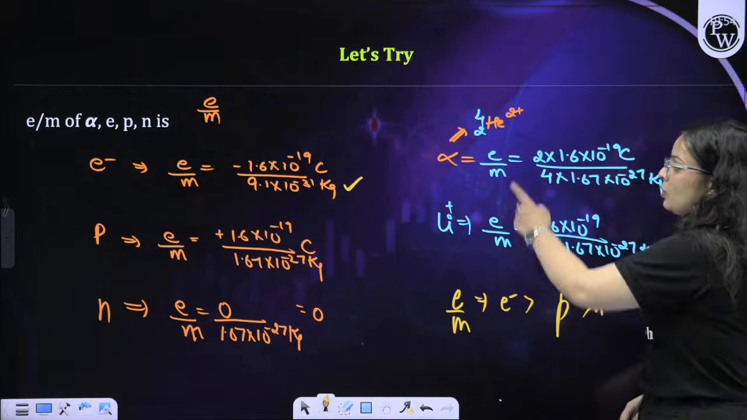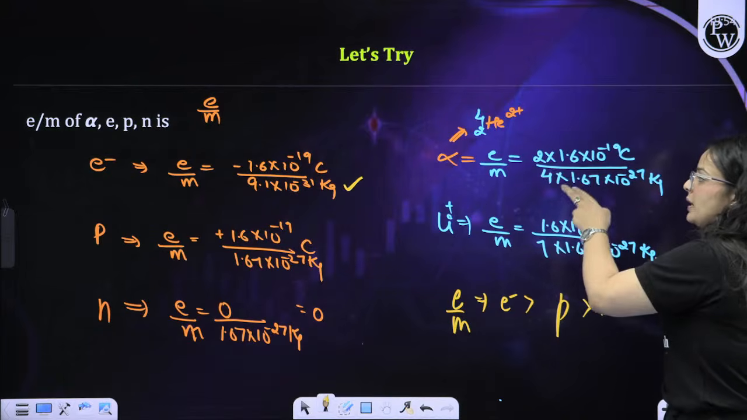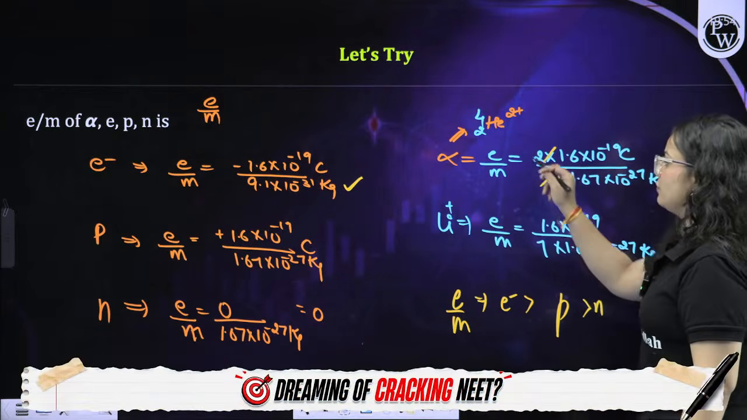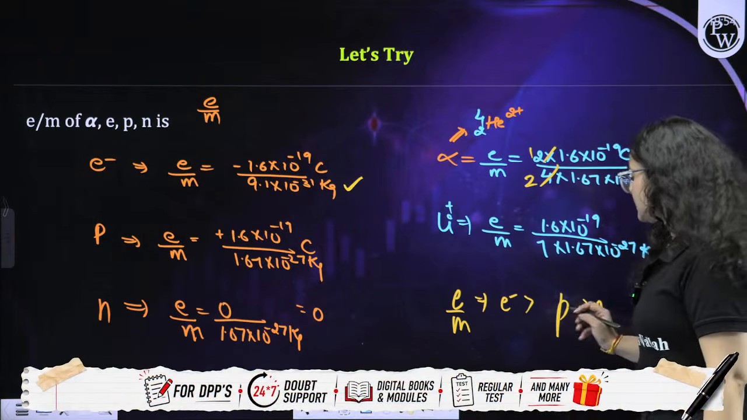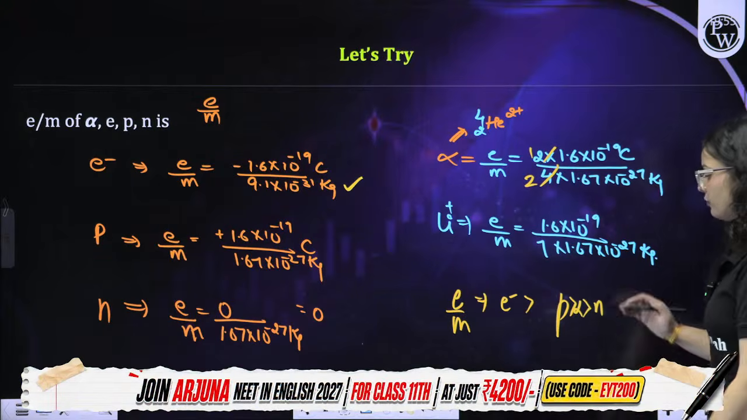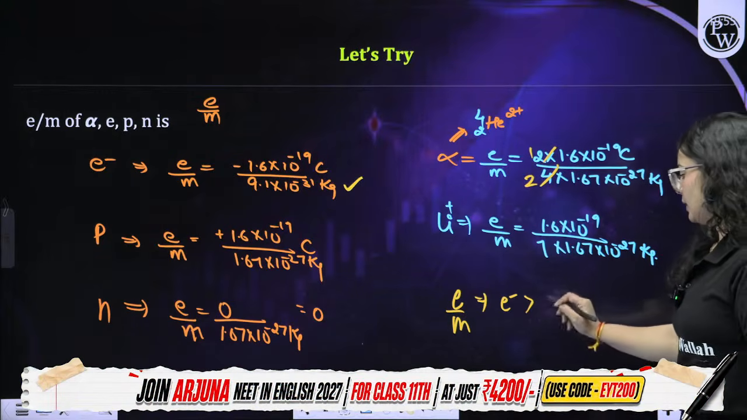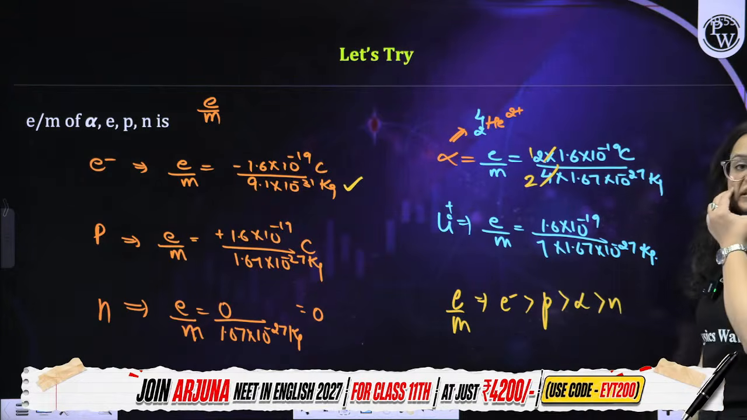If I ask you about the alpha particle, what is its position among them? The alpha particle carries 1 by 2 times that of the proton. So the alpha particle is far behind the proton value. But we can say electron, proton, alpha, neutron.